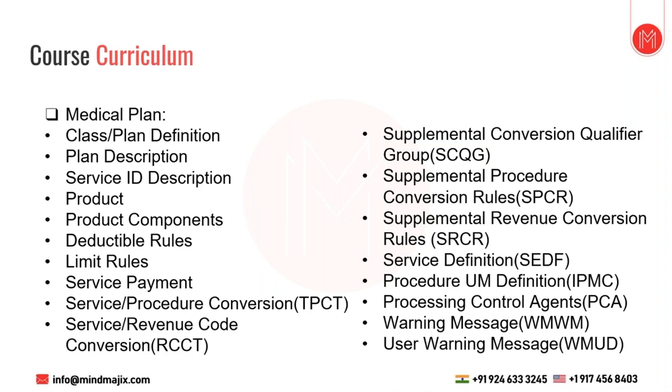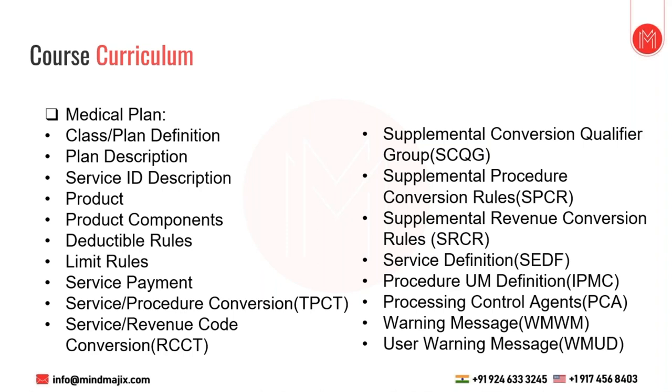So here we have one medical plan for medical products, and another, a dental plan for dental products. Under the medical plan we have class plan definition, which is attached to a product. Class plan definition attaches a group and a product together. Then we have plan description. Plan is nothing but a marketing name of a product which is used outside Facets, and in Facets we know plan as a product.